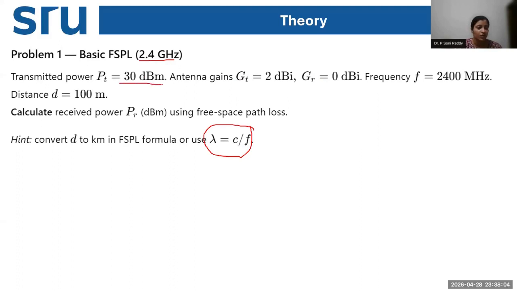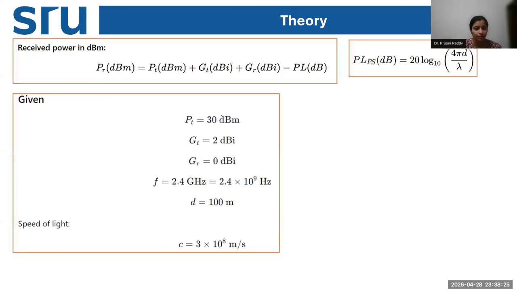Transmitted power is already given in dB. Gain of the transmitting antenna is already given in dB. Gain of the receiving antenna is already given in dB. And the distance between the transmitter and the receiver is given in meters here. You have to calculate the received power in dB and the free space path loss. So there are two parameters actually.